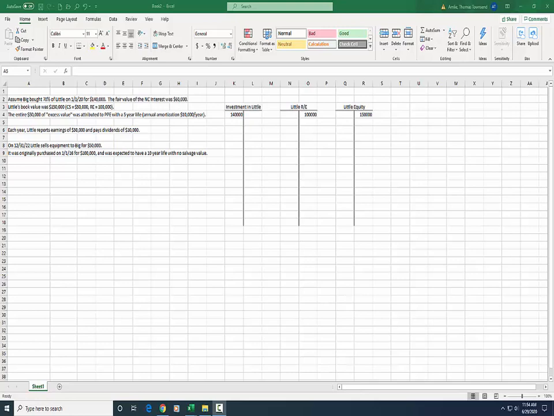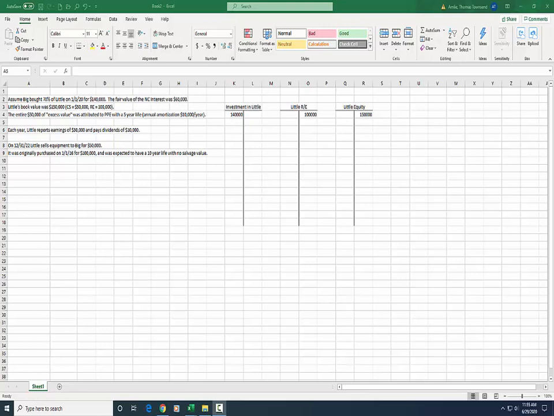Let's assume that Big Company bought 70% of Little Company on January 1st, 2020 for $140,000. The fair value of the non-controlling interest was $60,000. Little's book value was $150,000: common stock $50,000, retained earnings $100,000. The entire $50,000 of excess value was attributed to property, plant, and equipment with a 5-year life, for an annual amortization of $10,000 per year. Each year, Little reports earnings of $50,000 and pays dividends of $10,000.